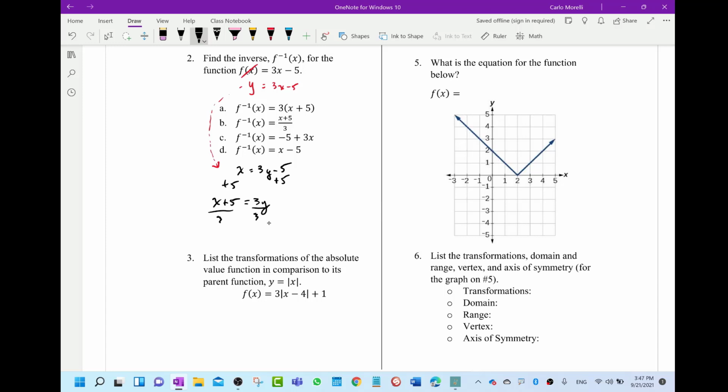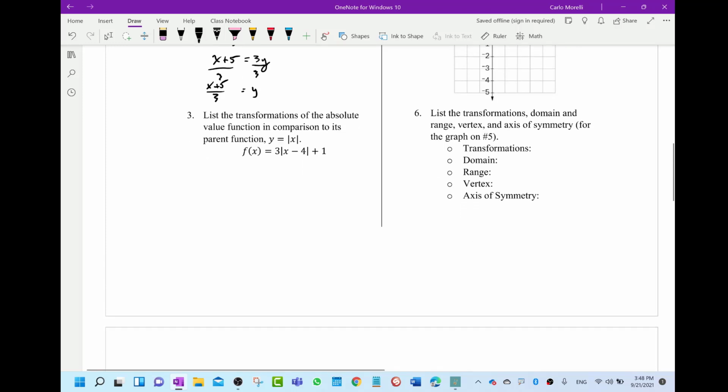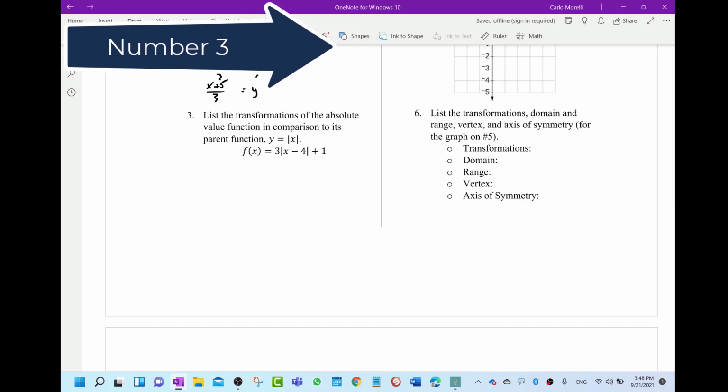And you come out with y equals x plus 5 over 3. And you see that's this. Now, we didn't actually check to make sure that that's a true inverse, but let's assume that we don't have time to do that, since that does take a little bit of time. And we'll move on. List the transformations of the absolute value function in comparison to its parent function.